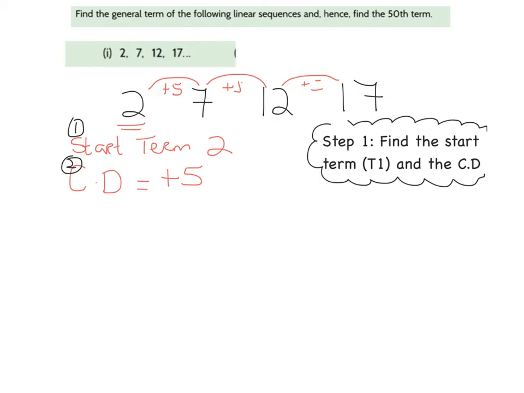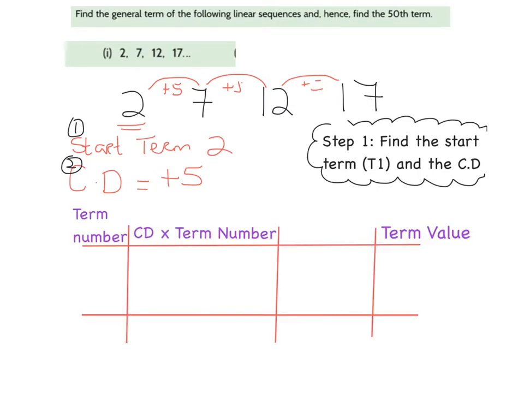My next step is to lay out a table that will help me figure out the rule of this sequence. This is how all of our tables must be laid out. They must consist of 4 columns. The first one is term number. The second one is CD, which stands for common difference, multiplied by term number. And the last one is term value. I'm going to show you what you do with this middle column later on.